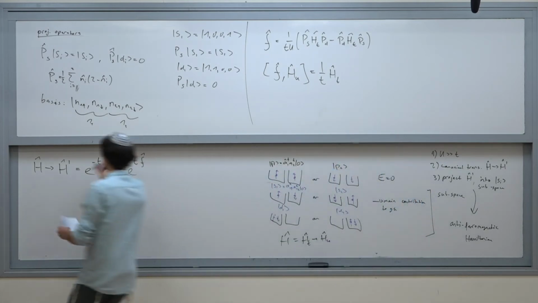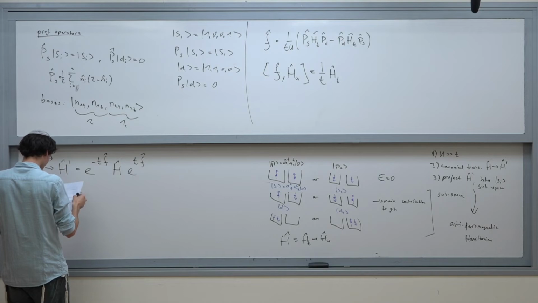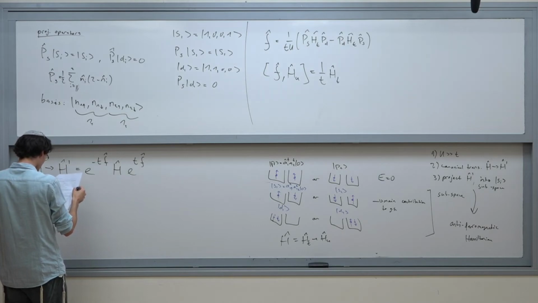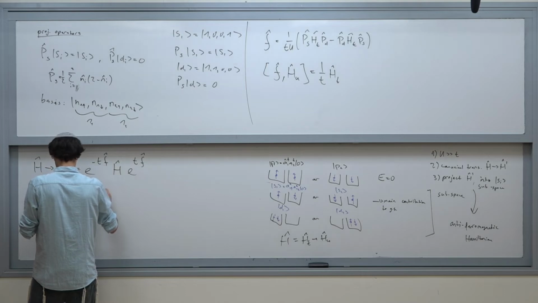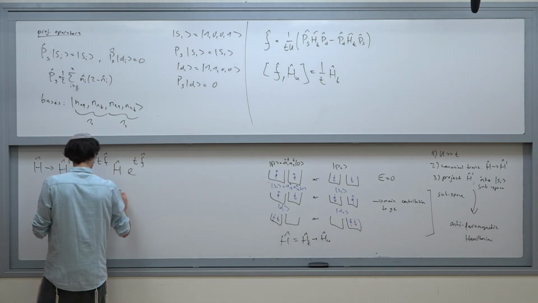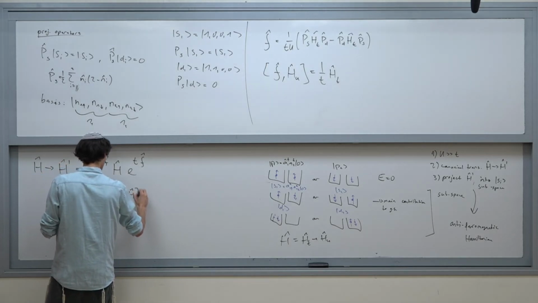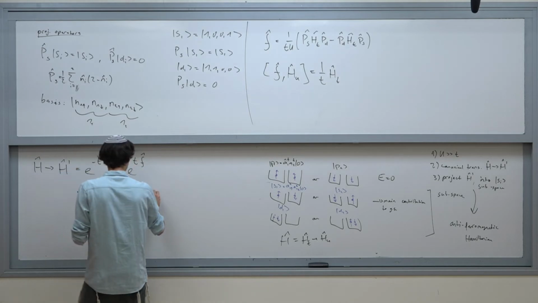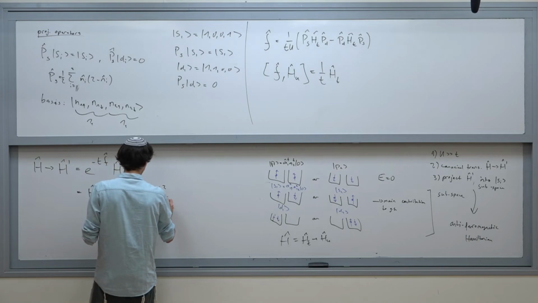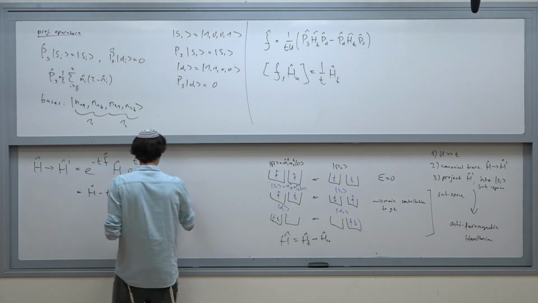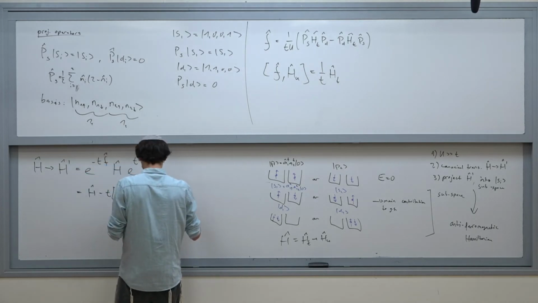So when you expand this in a Taylor series, and I'll skip one line of algebra, basically I'll keep up to second order in T. And the reason I'm going to keep up to second order in T is because the first order in T, as you will see shortly, is going to cancel.